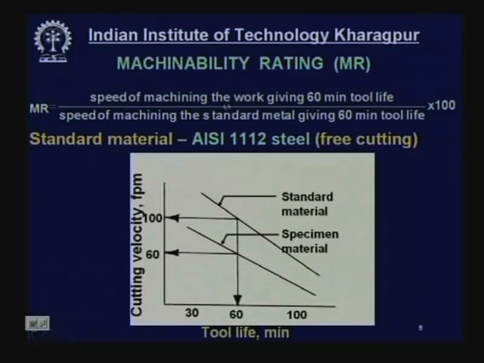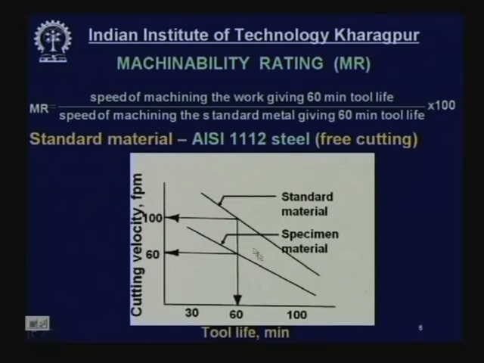Now, here you see the speed of machining the work giving 60-minute tool life. Now, suppose this is a 60-minute tool life. The 60-minute tool life will be obtained if the specimen work material is machined at 60 feet per minute, for example. But the same amount of tool life will be obtained if it is a standard material at 100 feet per minute. So, it appears that the specimen material is less machinable than the standard material, because it survives only 60 minutes when the cutting velocity is only 60 feet per minute, but a standard material can provide 60-minute tool life even at a high speed of 100 feet per minute, high productivity.